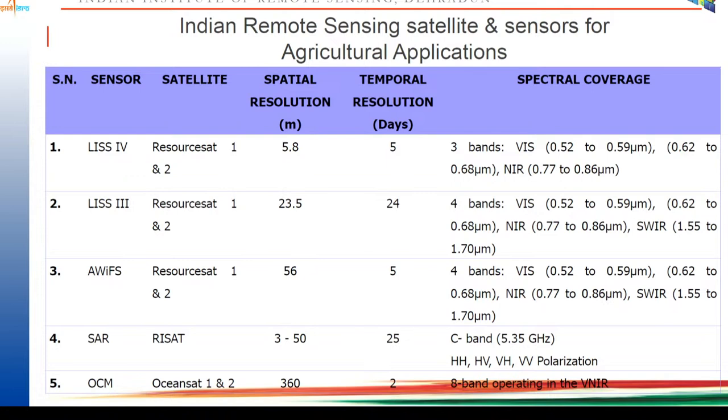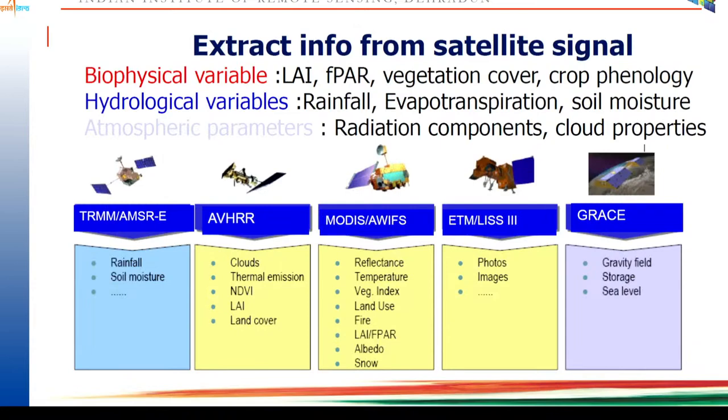Another satellite is OceanSat, which has an Ocean Color Monitor on board. OCM has certain channels like visible and near infrared, which let you generate a vegetation condition index, which is vital for monitoring crop condition and agricultural drought. There are many other satellites launched by other space agencies like ESA, the European Space Agency, NASA, and so on. There are satellites like TRMM, Tropical Rainfall Measuring Mission, and AMSR-E, which can provide rainfall and soil moisture.